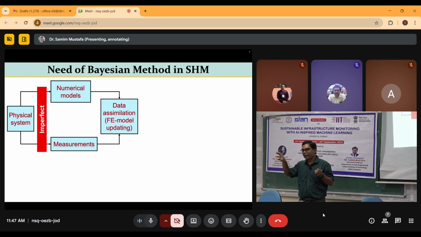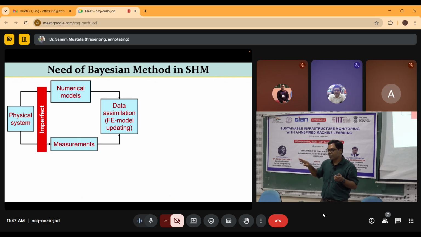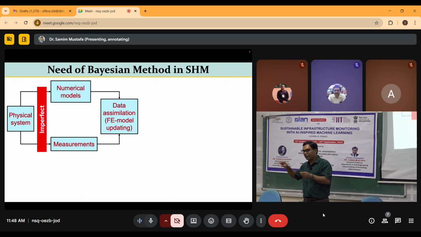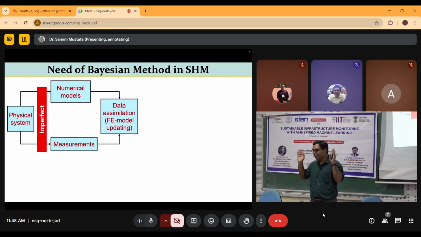Now the thing is that civil engineering structures are constructed manually at site, not like mechanical engineering where a machine is manufactured by robot and at a mass scale level. So a civil engineering structure is always constructed one at a time, at the site, manually, right? So what is happening? It depends on the workmanship of the skilled labor.